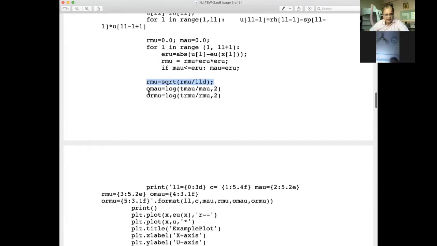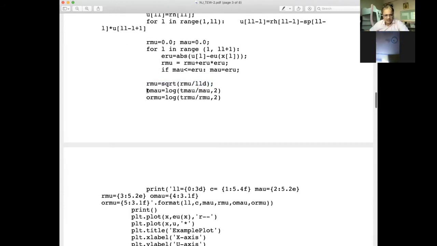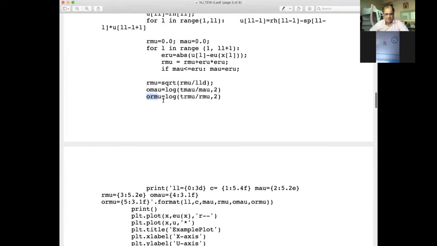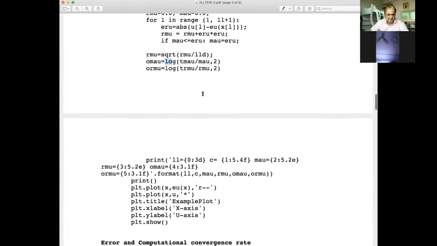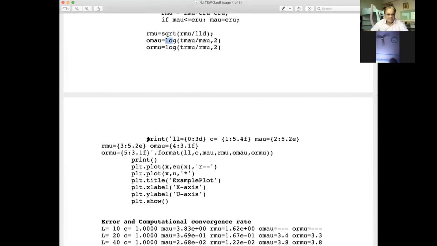Now I have to calculate the order, the order in the L infinity norm and the order in the L2 norm. This is by the formula log base 2 of TMU by MAU, where TMU is the new error and MAU is the old error. So I have calculated that, and simply I have printed the solution here. I have printed everything.